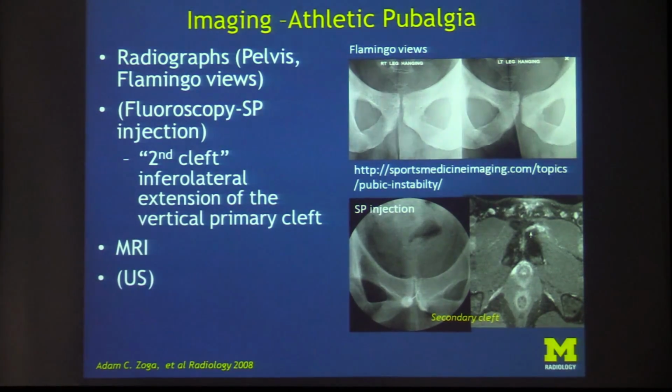So imaging-wise, what do we do in this context? Well, we can perform radiographs, a pelvic radiograph, or flamingo views with the weight bearing. And here you can see the malalignment, suggesting instability of the symphysis pubis. In the past, we used to inject the symphysis pubis with contrast to look for the secondary cleft, which is an extension of the normal primary cleft, indicating a soft tissue injury. Today, MR has replaced the need for injections.